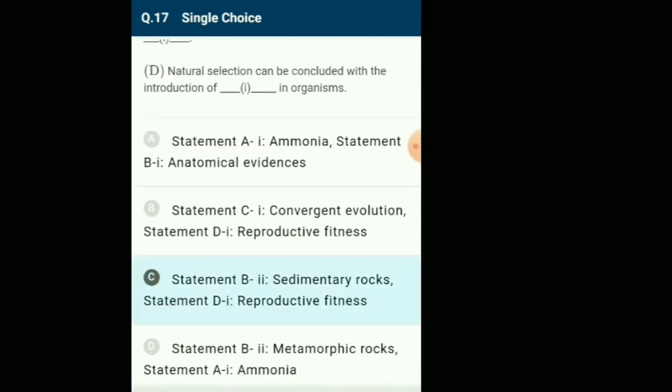Statement B, that is the second one, sedimentary rocks. Statement D, one, reproductive fitness.